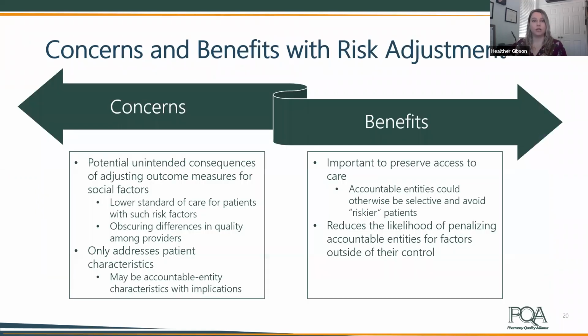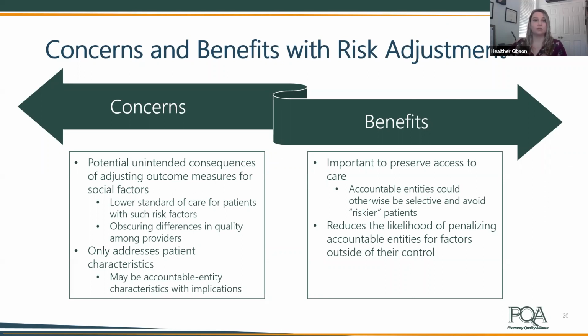And jumping off some of those challenges associated with risk adjustment, let's take a peek at some of the concerns and benefits of risk adjustment, because this is really a balancing act of mitigating concerns so that we can reap those benefits. And starting off with the concerns, there is the potential for unintended consequences when we adjust outcome measures for social risk. Those opposed to risk adjusting for social factors really worry that this could lower the standard of care given to patients with these factors and obscure differences in the quality of care between providers.